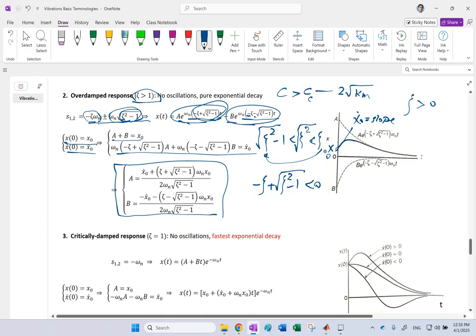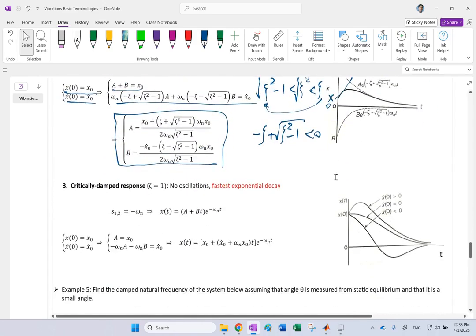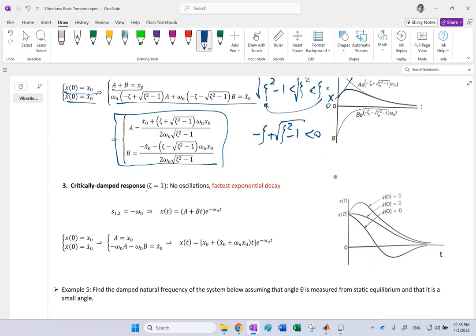So your actual curve is going to fall between these two. And this is how your system will respond. It directly goes to 0, and you are not going to see any oscillation in this case. So no oscillation, pure exponential decay. That's called overdamped response. Okay. Finally, we have critically damped response. That is when zeta is 1, or C equals C critical.